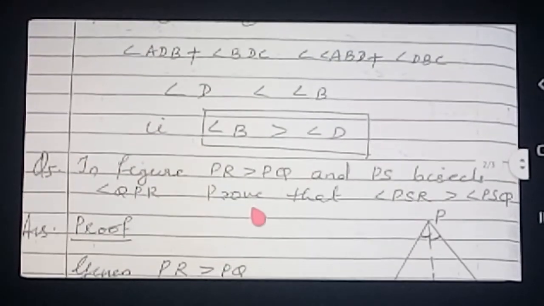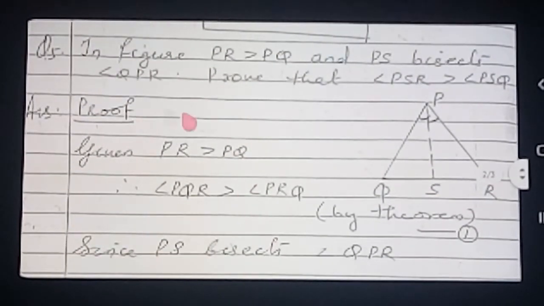Question number 5, listen. Question number 5, read properly. In the figure, PR is greater than PQ. Comparing PR and PQ, which side is greater? PR is greater than PQ. First point. And the second point, PS bisects angle QPR. This PS is bisecting angle QPR. The meaning is that this angle and this angle are equal. So angle QPS and angle RPS are equal.